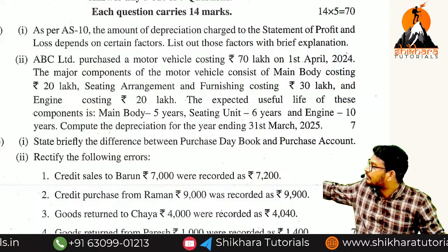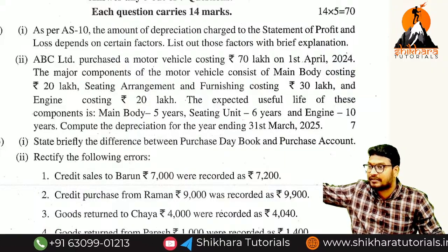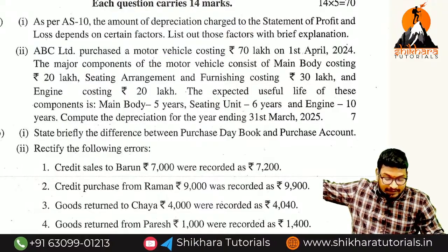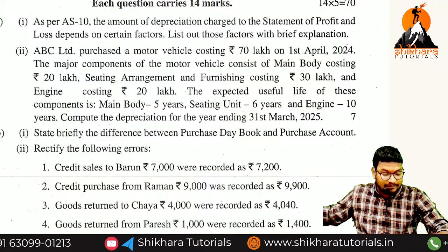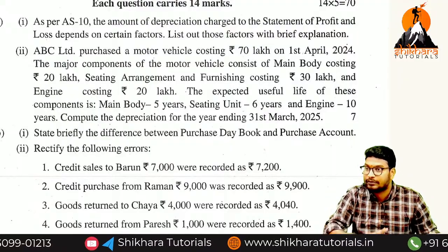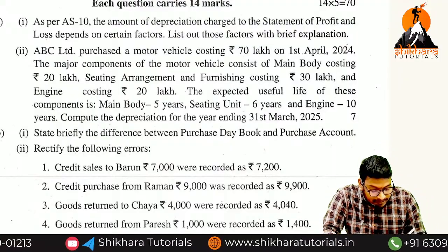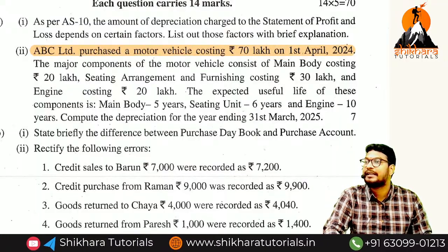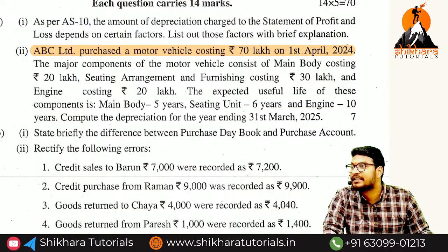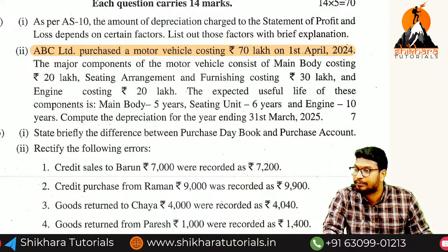That's all. This is called segment-wise depreciation. So, an easy one. ABC Limited purchased a motor vehicle for how much? 70 lakhs. The motor vehicle cost is 70 lakhs. Normally, without the information below, we would take 70 lakhs minus scrap value, divided by estimated life, and we can get the depreciation.